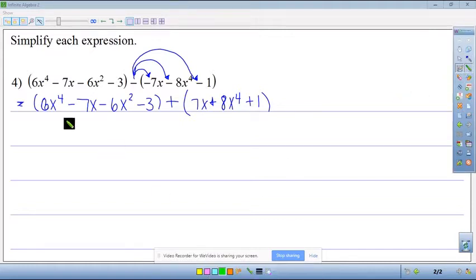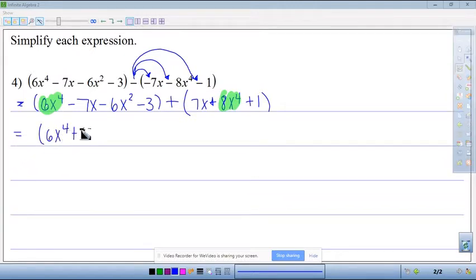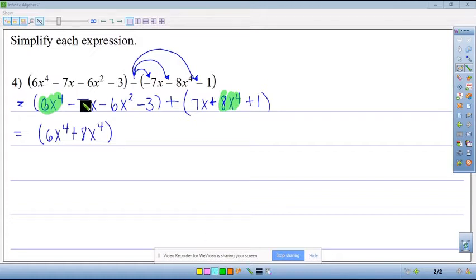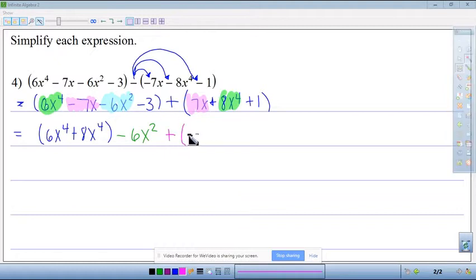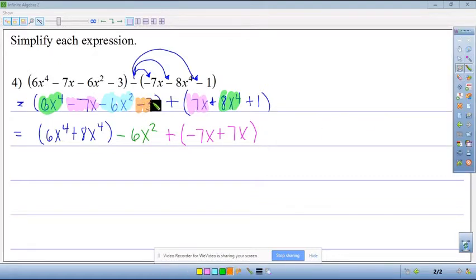And so now I'm going to go to combining like terms. So I have 6x to the fourth and I have 8x to the fourth. I'm going to go ahead and combine these. I don't have anything with a degree of 3, so I'm going to go to a degree of 2. There's only one of them. So I get minus 6x squared. Then I'm going to look for my next, and I have negative 7x, and I have positive 7x, that I'm going to group together. And then I look for my last one. I have 2 constants, negative 3 and positive 1. They're going to group together.